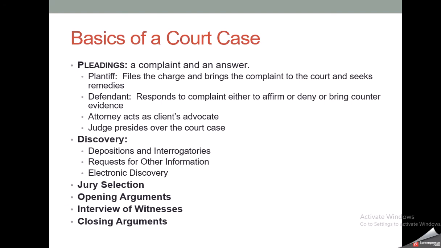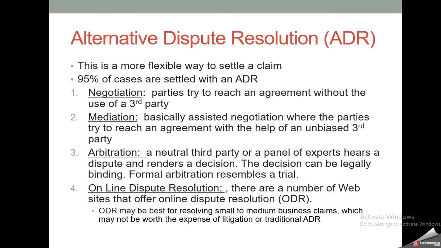You can have a jury selection if it's a trial by jury, and then both attorneys are going to go through their opening arguments. They're going to interview the witnesses and cross-examine those witnesses, and then there'll be closing arguments, and then the jury would go out to make their decision.